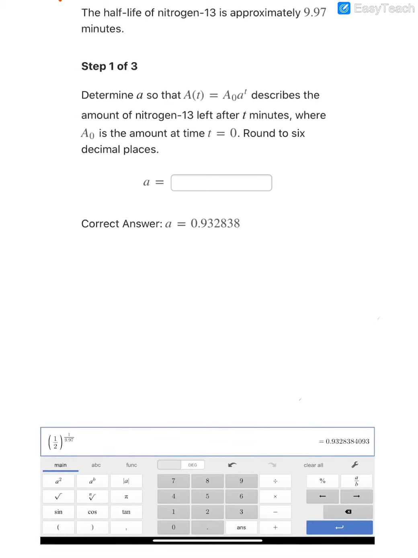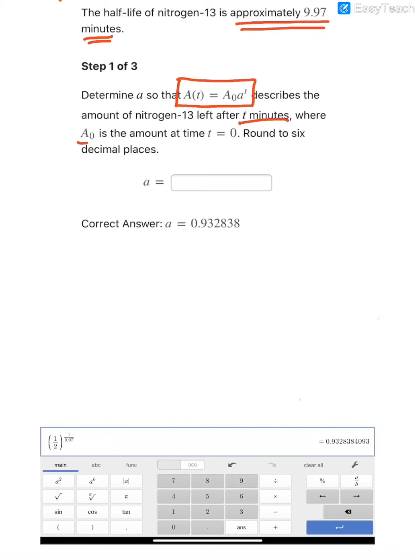We are going to look at an application of an exponential function. They are telling us that the half-life of nitrogen 13 is approximately 9.97 minutes. And they're asking me to determine the value of a, so that when we look at this formula where capital A of t, as a function of time, is equal to A sub 0 times a to the power of t. And they go on and tell you that t is representing your number of minutes.